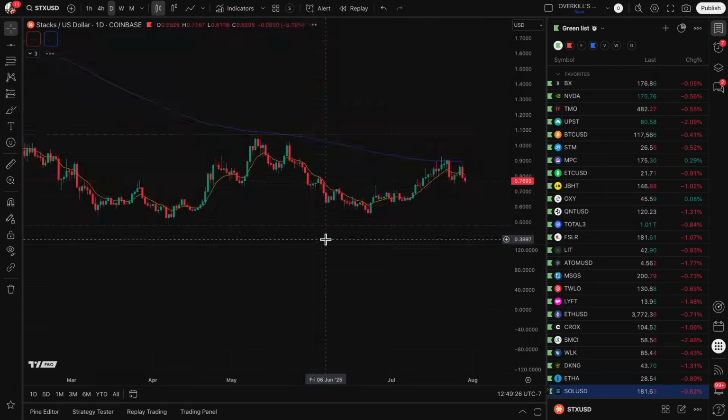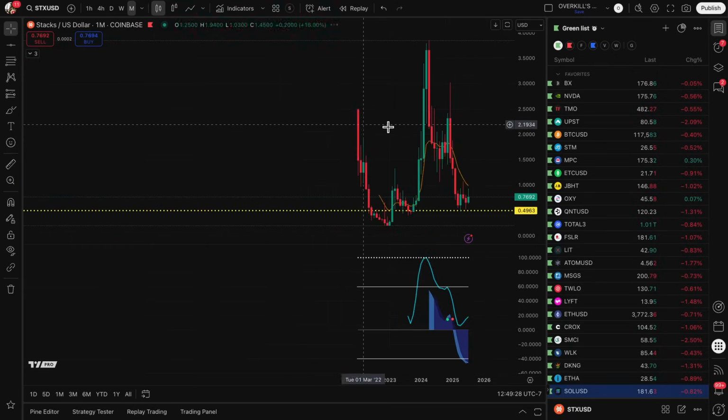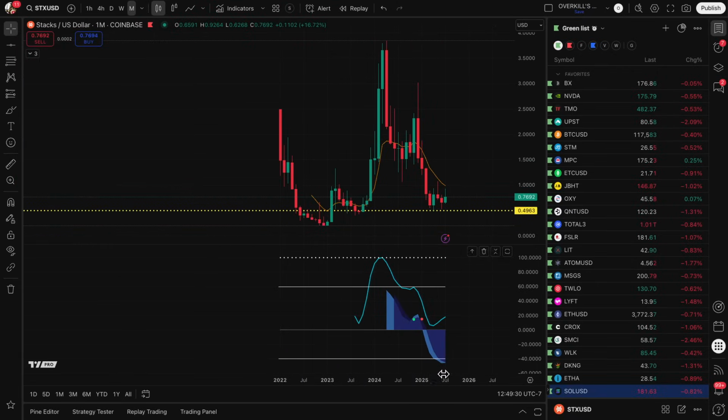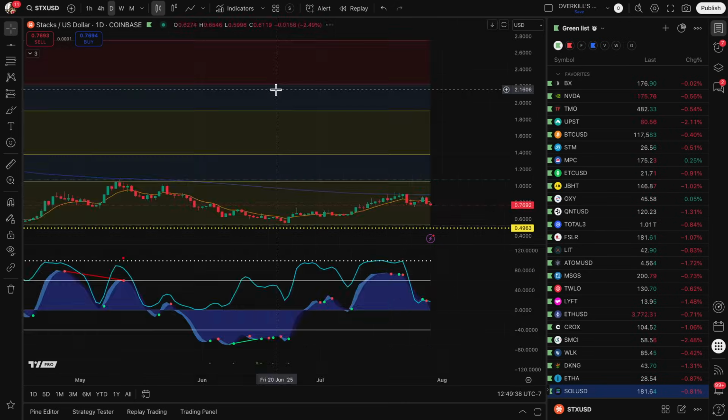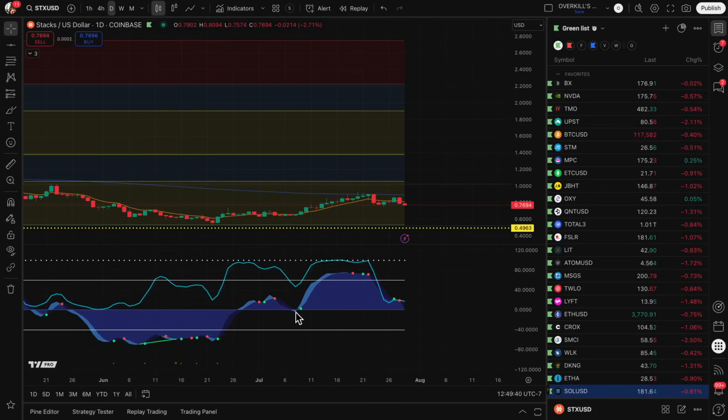STX USD. That one's going to have a green dot here in August. Guarantee it. STX is another one that I just think is a very solid setup. That green dot's going to come here very shortly. So I would be looking to buy the next daily alert here on the 4-hour.